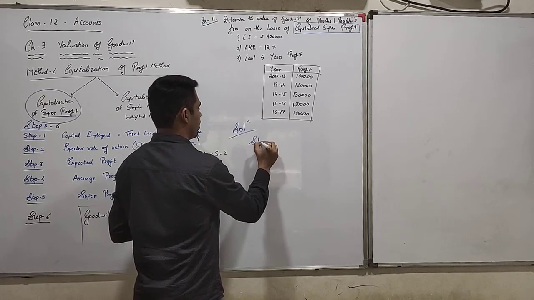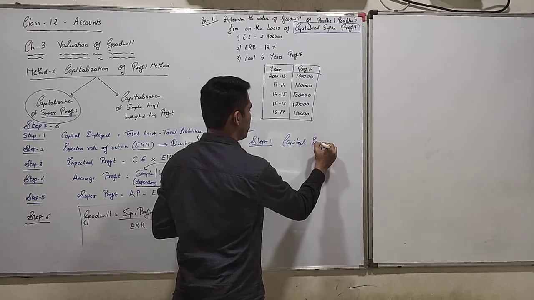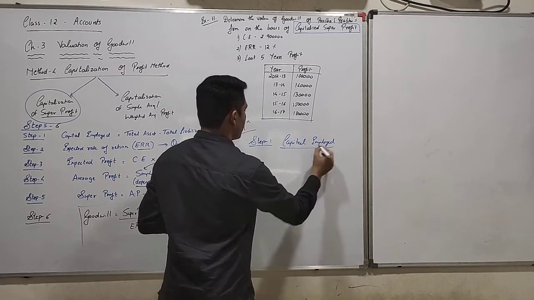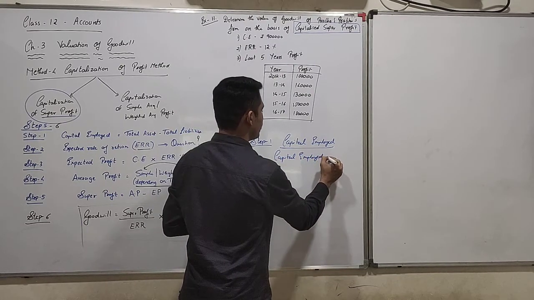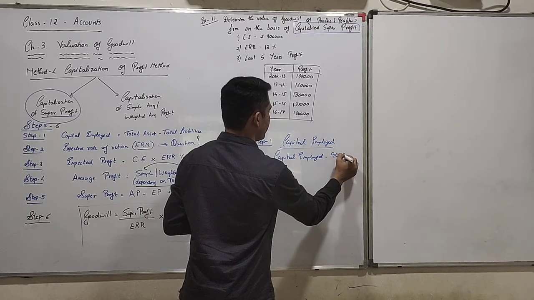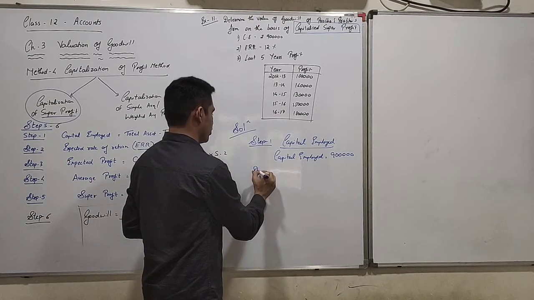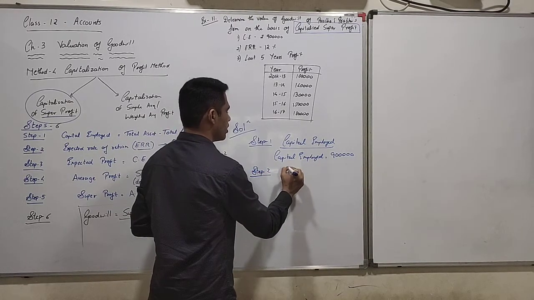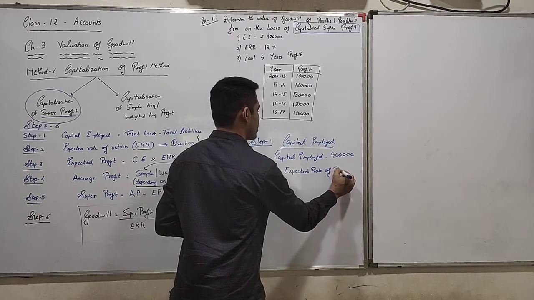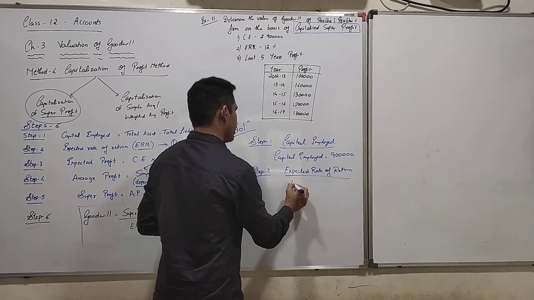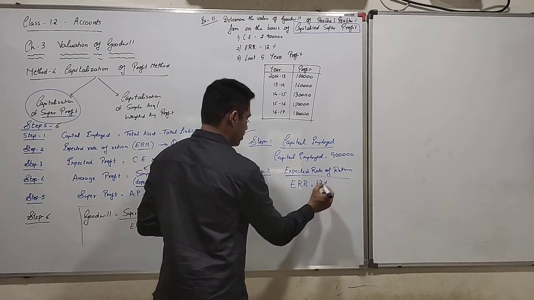Solution, step number 1. Friends, step number 1 is capital employed, and capital employed is directly given, so we are not supposed to use the formula TA minus TL. So directly we will specify capital employed equals 9 lakh rupees. Step number 2 is expected rate of return. Friends, the ERR is given in the question and the ERR percentage is 12%.